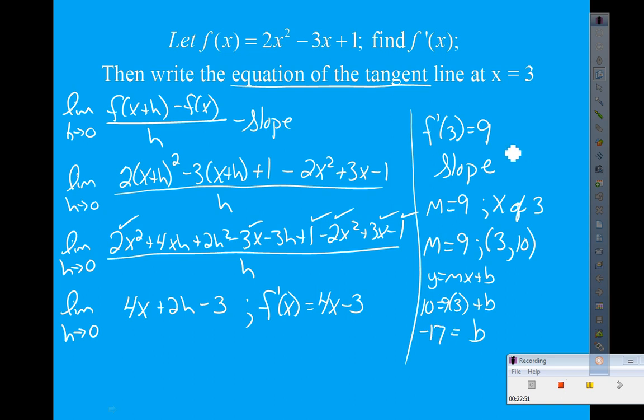So guys, it's just another way to find slope. My equation of the tangent line is y equals 9x minus 17. So really, what are you doing? You're finding slope another way.